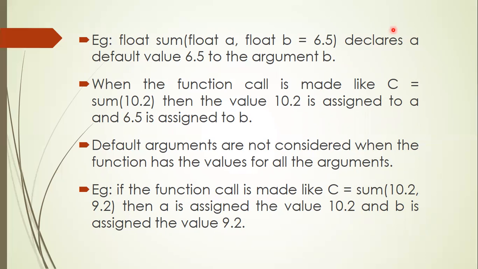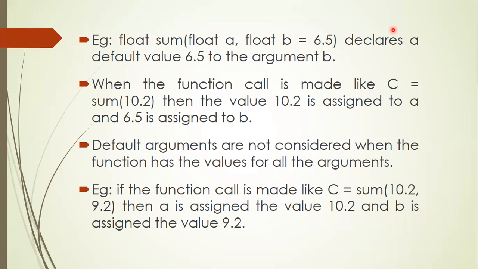Here in the example, one of the arguments is missing. If any argument is missing, it will make use of the default value. So default arguments are not considered when the call has values for all the arguments. Suppose in the prototype we have mentioned the function has two arguments. While calling the function also, if you specify two arguments, then the default value has no meaning. But when the prototype has two arguments and you call the function with only one argument, then for the missing one it makes use of the default value.